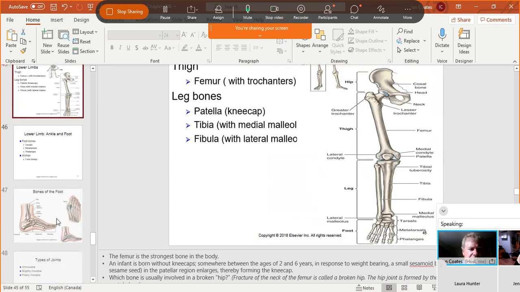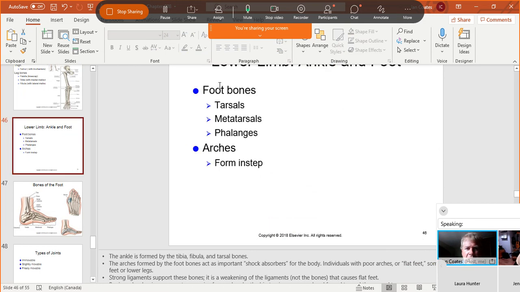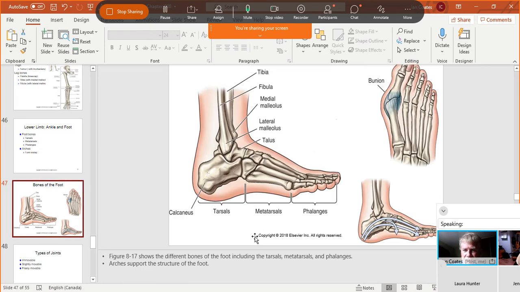What else we got? And there we go. Bones of the foot. And you have a look here. There are your tarsals. I love this one: the calcaneus. That's the heel of the foot. I don't know why I like it. I just do. So these are your tarsals, your metatarsals, and there are your phalanges.